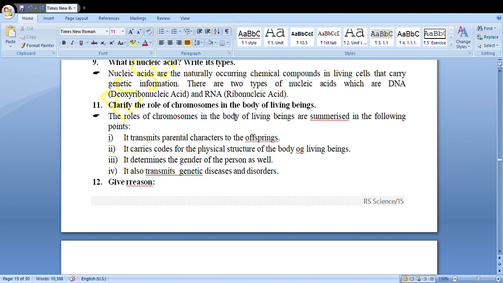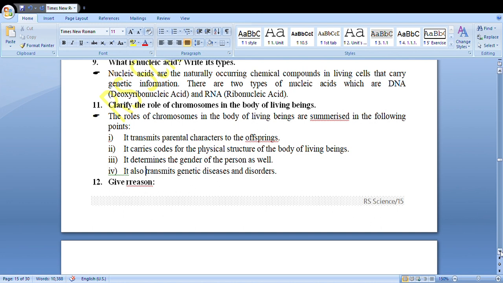Clarify the role of chromosomes in the body of living beings. Chromosomes have the following roles. They transmit parental characters to offspring. They carry codes for the physical structure of the body of living organisms. They determine the gender of a person as well. They also transmit genetic diseases and disorders.